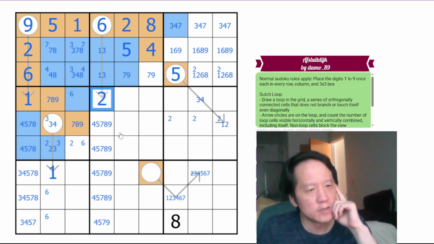Can this be on the loop? The only way this is on the loop is if it connects to here and then here. But 7, 8, or 9 would have to be next to a 4 or a 5, which is not 4 away from 2. So this can never be on the loop then.